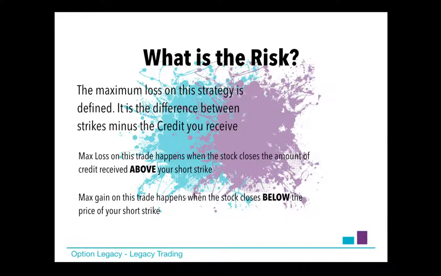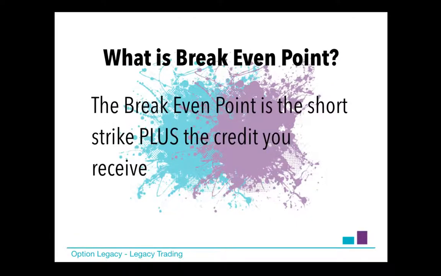So the max loss happens whenever this thing moves up above your short strike plus the credit received. The max gain on this trade happens when the stock closes below, again, we want the thing to move down, so when it closes below the price of your short strike at expiration, you will receive your max credit. So what are the break-even points? The break-even point is the short strike plus the credit you receive. And don't worry, I'm going to give you a visual on a chart, break this thing down for you even more, but let's carry on.